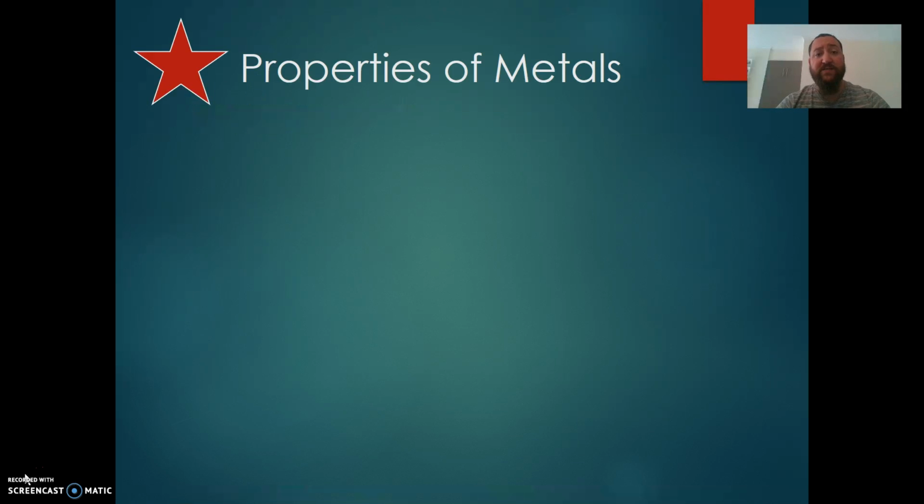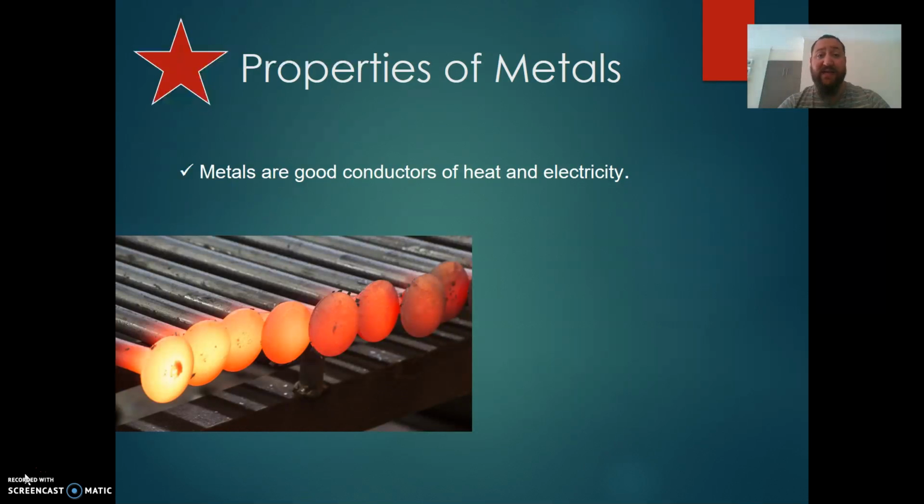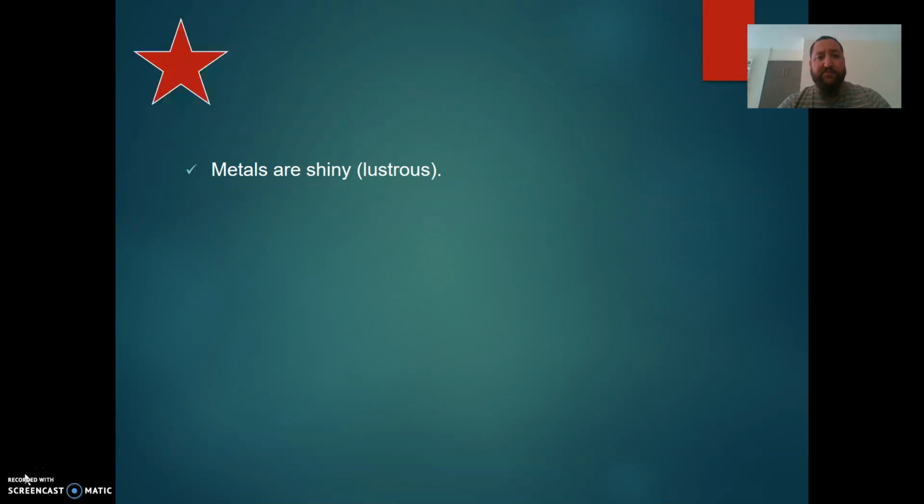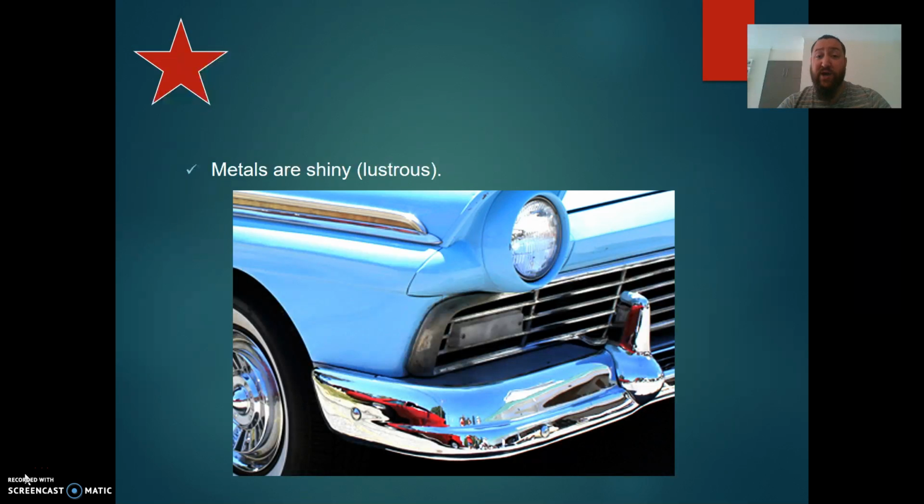All right, the properties of metals. As we remember from our previous topic, metals are very good conductors of both heat and electricity. This allows them to be useful for us in our society, everything from being able to cook with metals to having electricity in our homes. Metals are shiny. Lustrous is the word that's used in science to describe shininess, so this is the term that we'll use from here on in.